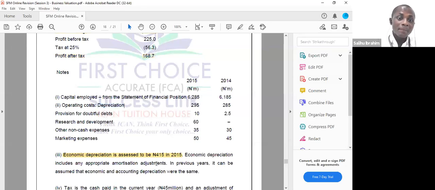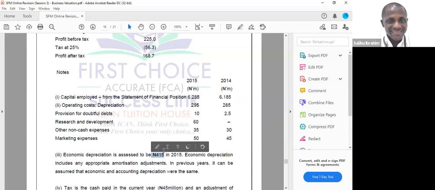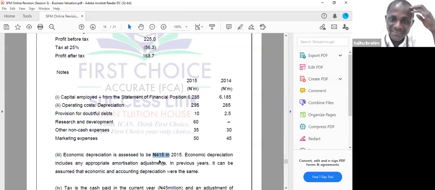Now, in place of the depreciation, I will now deduct 415. So what is the treatment? Add back 295, deduct 415. Do you understand? Add back accounting depreciation, deduct economic depreciation. That is adjustment number 1.